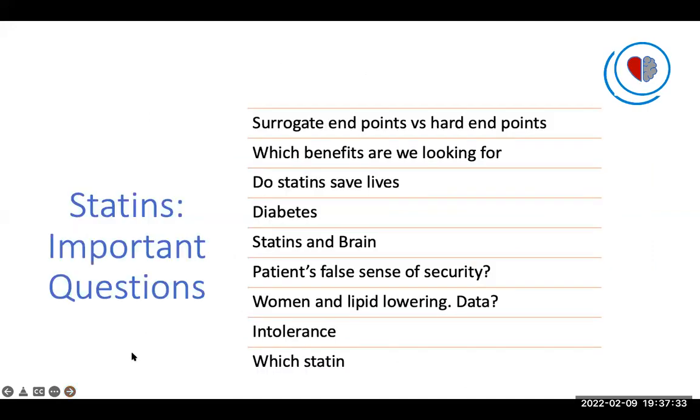When it comes to statins, now, Dr. Priti, how am I doing for time? Okay, I think I have another seven more minutes for the talk. And then maybe... Okay, so I'm going to rush through this.